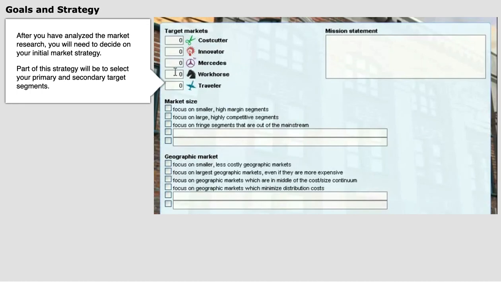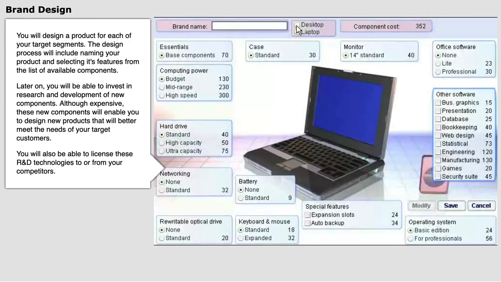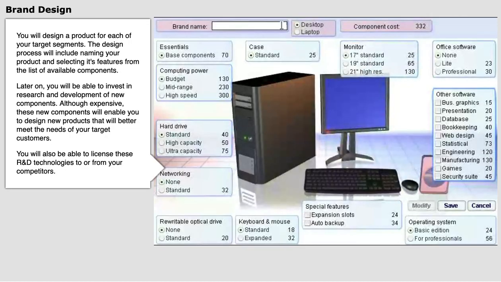After you have analyzed the market research, you will need to decide on your initial market strategy. Part of this strategy will be to select your primary and secondary target segments. You will design a product for each of your target segments.